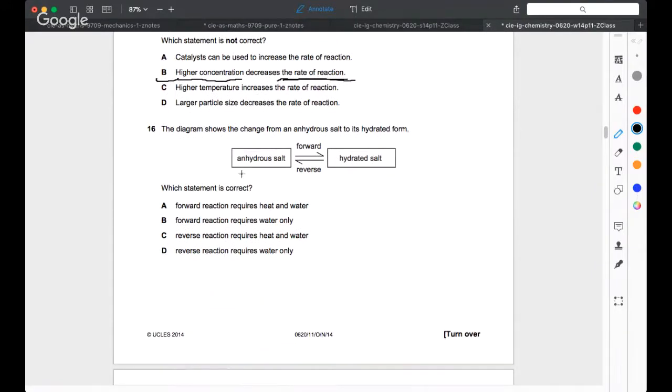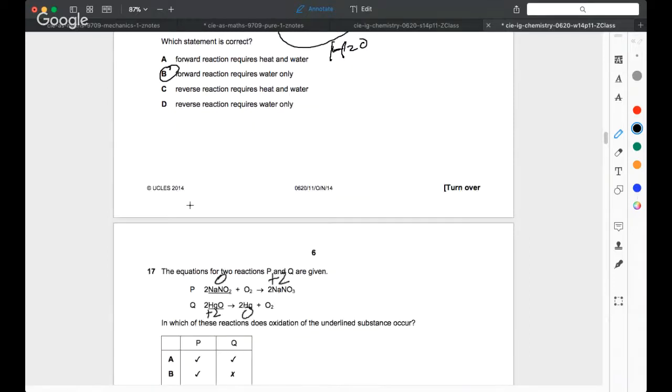Number 16. So we are going from an anhydrous salt to a hydrated salt. So going from anhydrous to hydrated, you are adding water into the salt, but it does not require heat because you're just adding water into the salt. So the answer would be B.